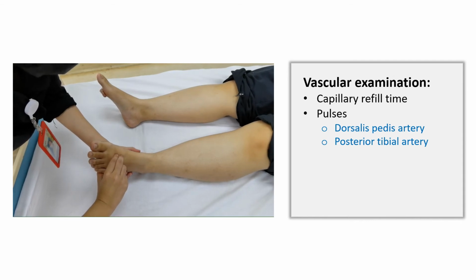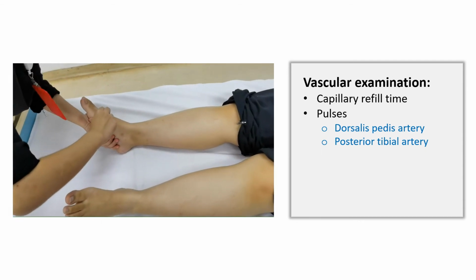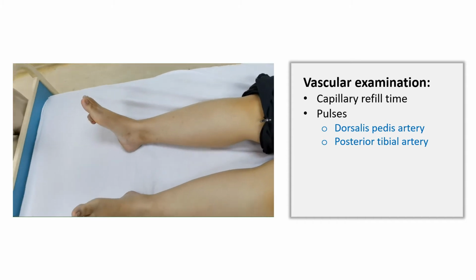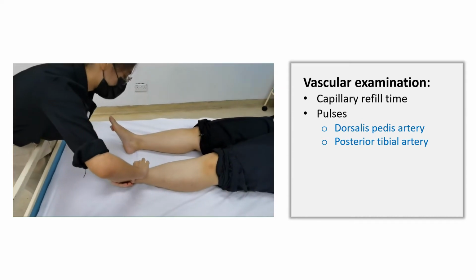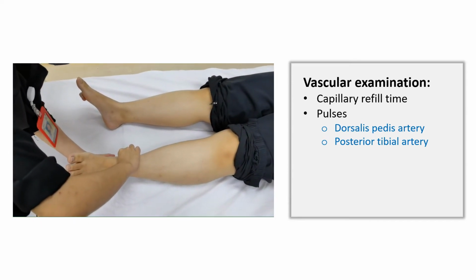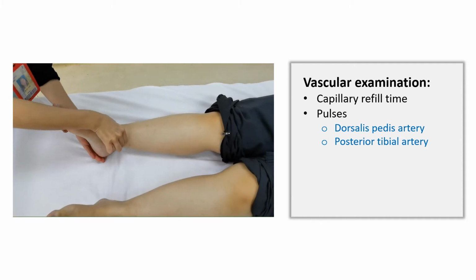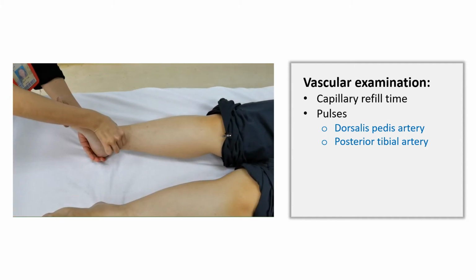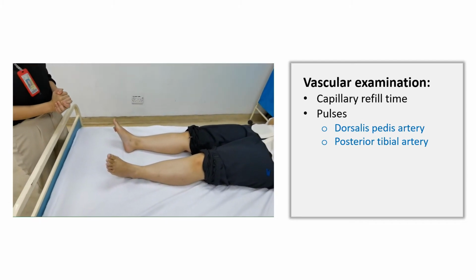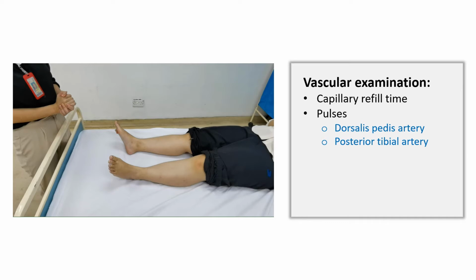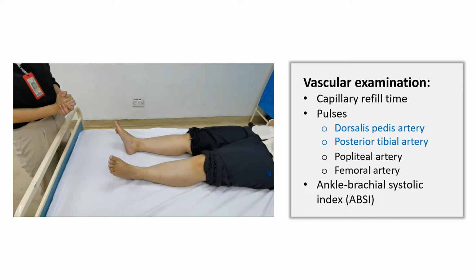Next, we'll proceed to vascular examination. The dorsalis pedis pulse is normal on both sides of the leg. The posterior tibial artery pulse is normal on both sides of the leg. If both of them are not present, popliteal artery and femoral artery should be taken. If absent, perform ankle brachial systolic index assessment, ABSI.